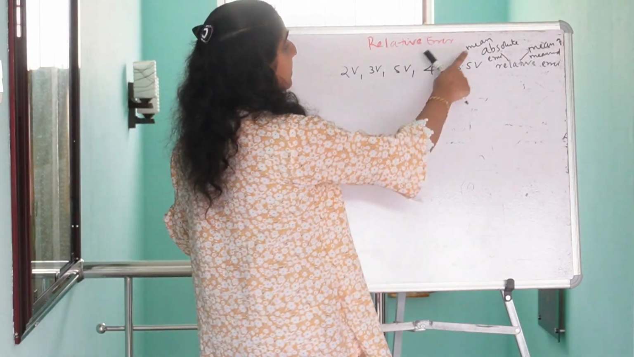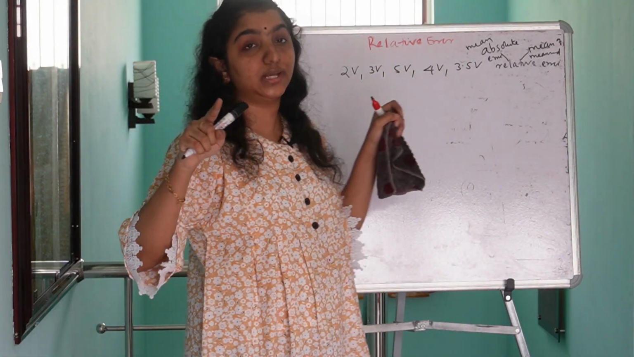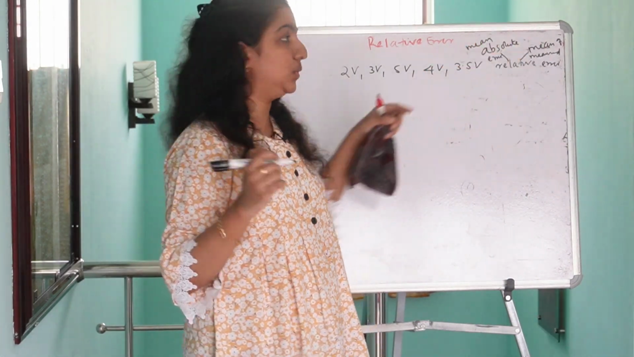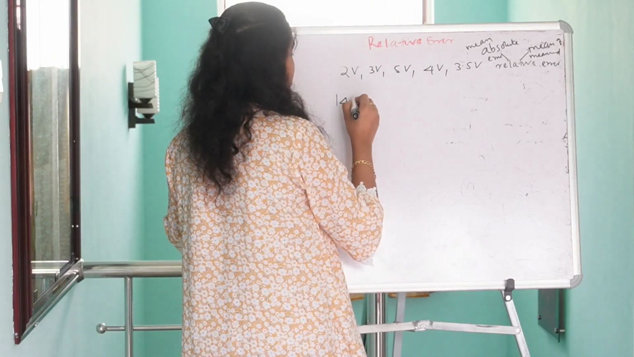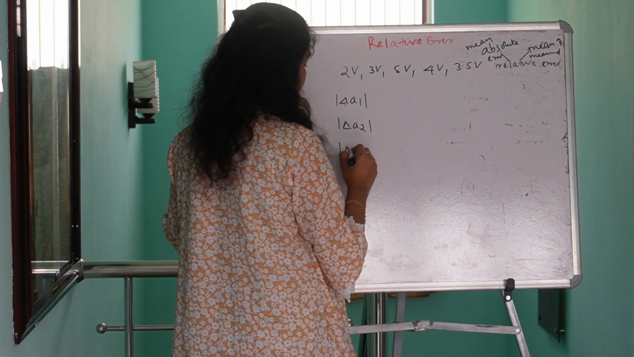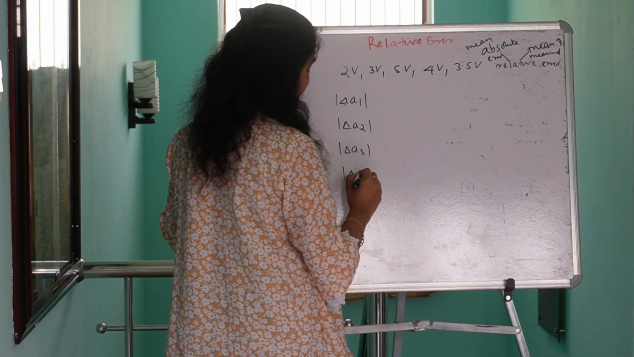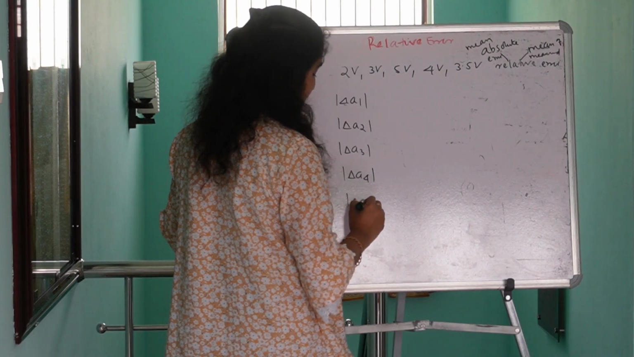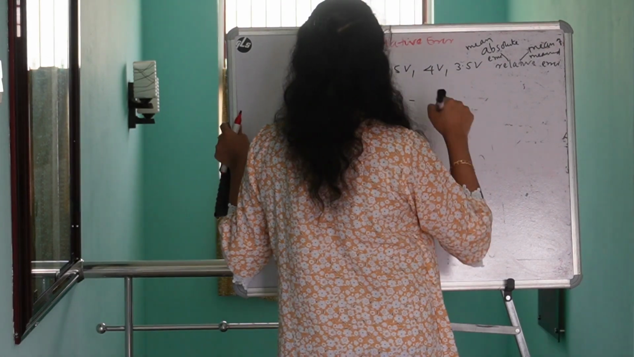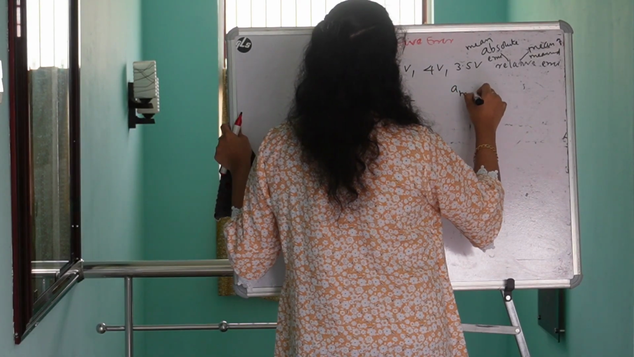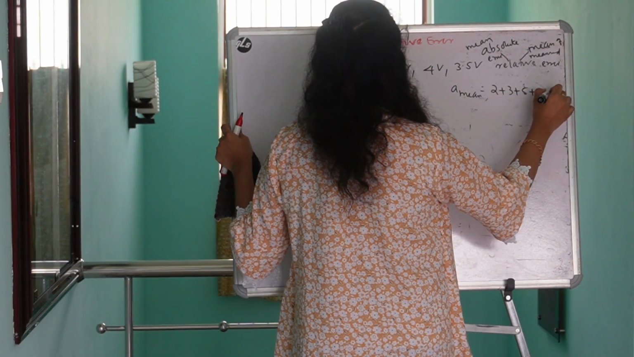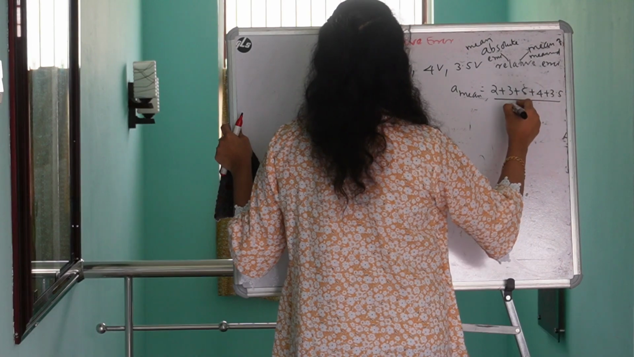So how do we find the mean absolute error? For finding mean absolute error, initially we need individual absolute errors. So here we have 5 values: del A1, del A2, del A3, del A4 and del A5, isn't it? Initially I have to find the average. A mean is equal to 2 plus 3 plus 5 plus 4 plus 3.5 divided by 5.